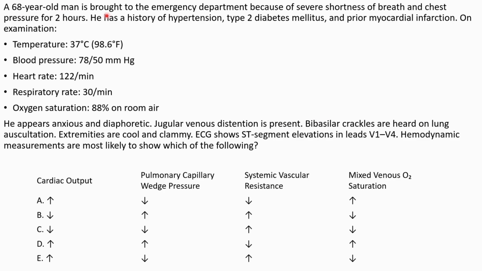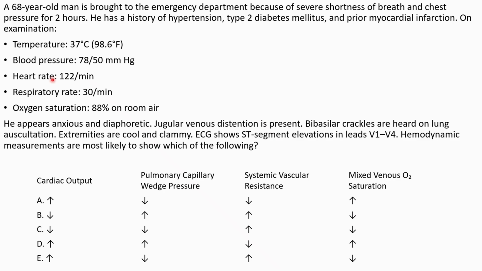A 68-year-old man is brought to the ED because of severe shortness of breath and chest pressure for 2 hours. He has a history of hypertension, type 2 diabetes mellitus, and prior myocardial infarction. On examination, he is afebrile, temperature is normal. Blood pressure, what do you see? He is hypotensive, blood pressure has fallen. What do you see with the heart rate? Heart rate is high.